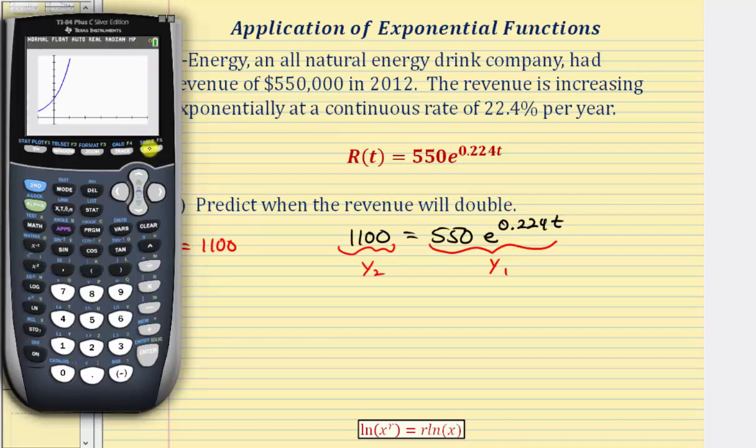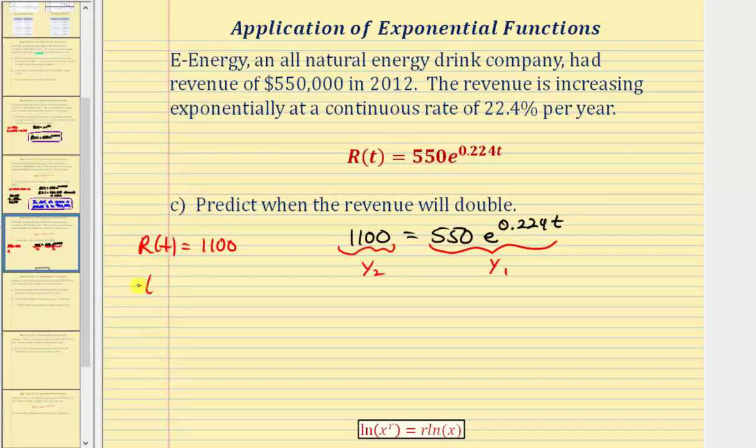So there's the exponential function, and here's our constant function, y equals 1,100. We can answer this question by determining this point of intersection here. So we'll press second trace for the calculation menu, option 5 for intersection. Now we can just press enter 3 times. So enter, enter, enter, and notice how we have approximately 3.09 for the value of x, which is really the value of t. So graphically, we know the solution is t is approximately 3.09, which means the revenue is going to double approximately 3.09 years after 2012.